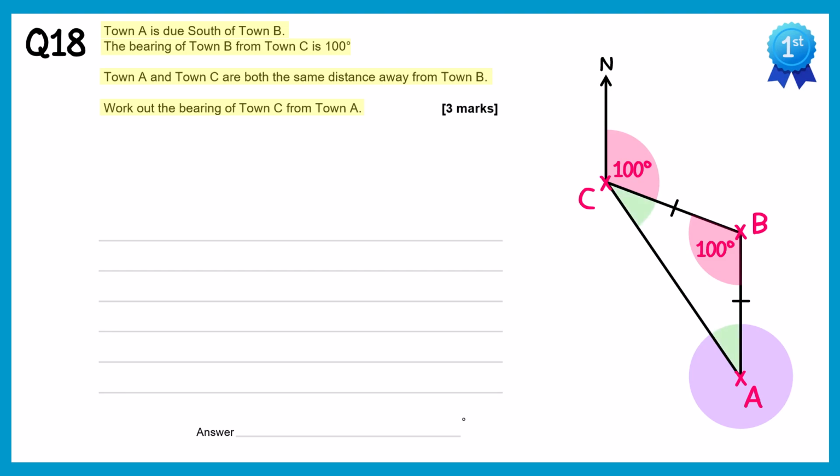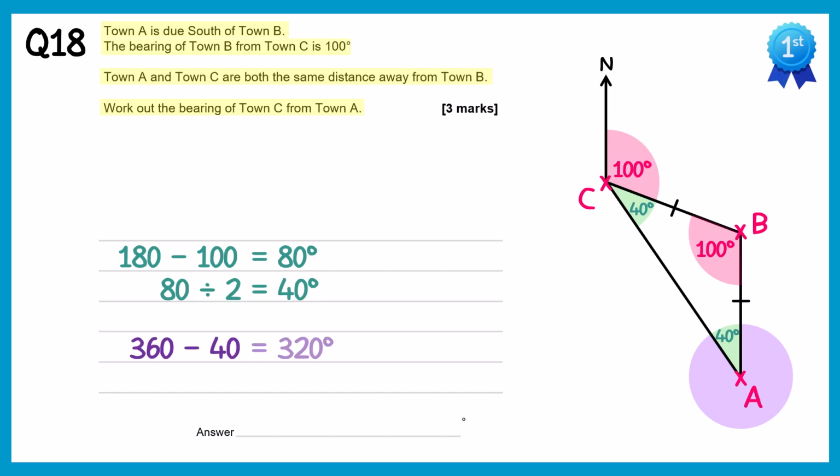triangle. We do this by doing 180 subtract the red angle 100, which gives you 80. And then since these two angles are the same because it's an isosceles triangle, we can divide this by 2, which gives you 40. So both of the green angles are 40 degrees. We can now find the purple angle, the one we want, by subtracting 40 from 360, since these are angles around a point. So 360 take away 40 is 320, which is the answer to the question.